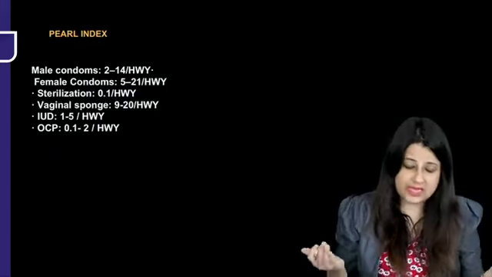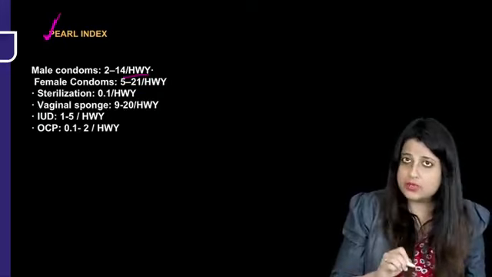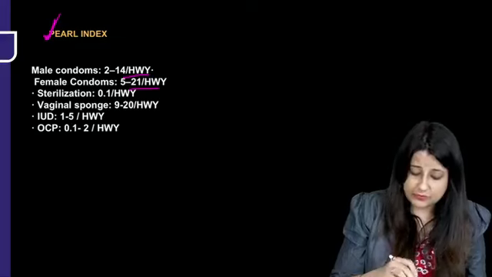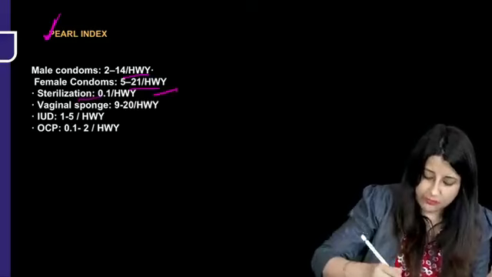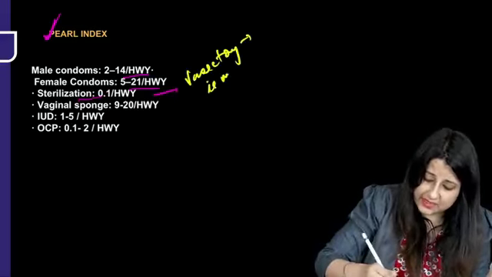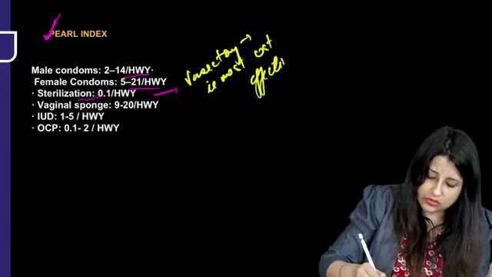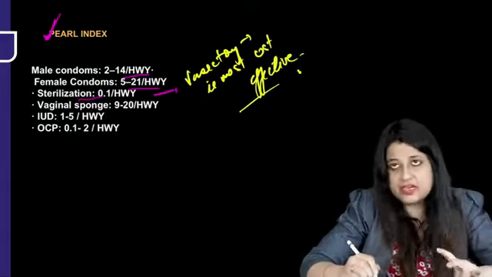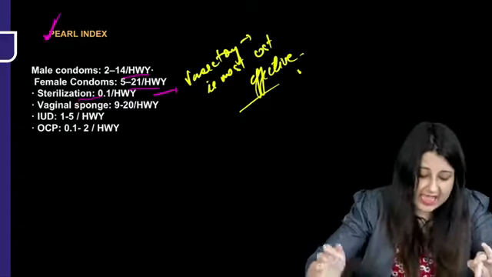Now you could also be asked some common Pearl Index, like male condoms 2 to 14 per 100 woman year, female condoms 5 to 21 per 100 woman year. Sterilization, you know, is the most cost effective. Out of that also, please remember, vasectomy is the most cost effective. Vasectomy is the most cost effective. This is 0.1 per 100 woman year. Vaginal sponge can definitely be asked because it's very commonly asked.